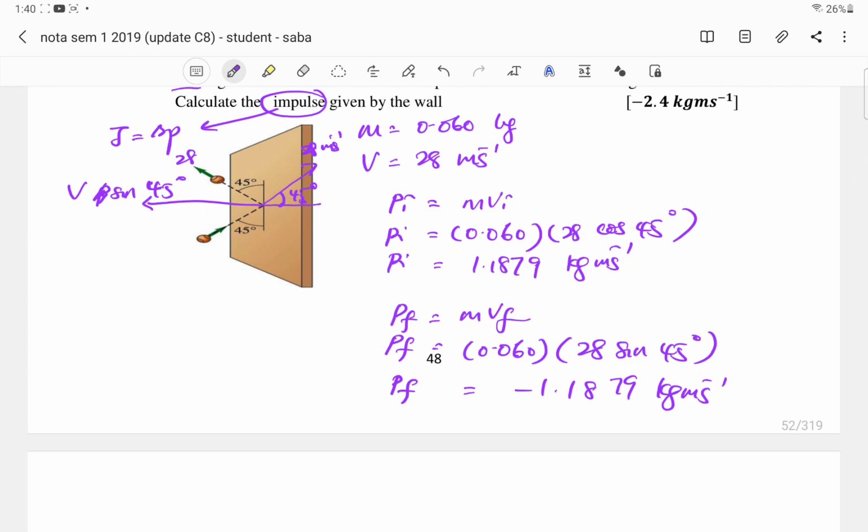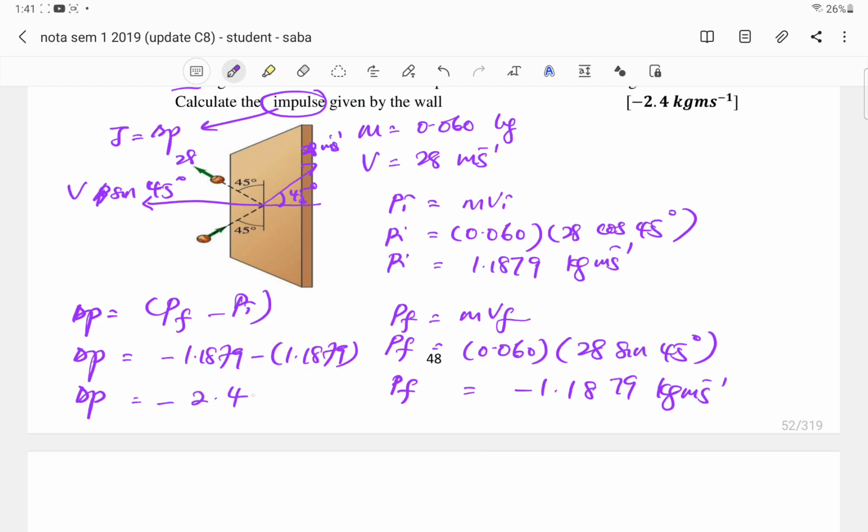So P final minus initial. So delta P is equal to negative 2.4 kilogram meter per second. Okay, you have to resolve into X and Y component.